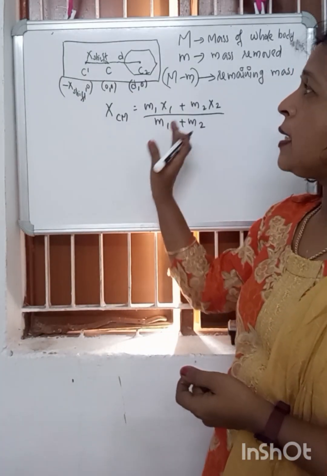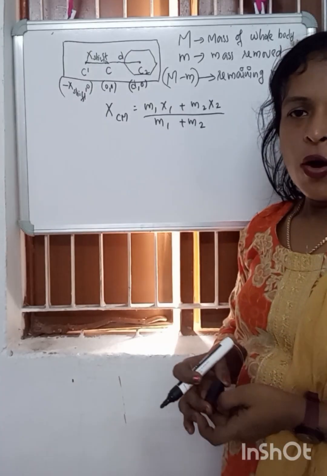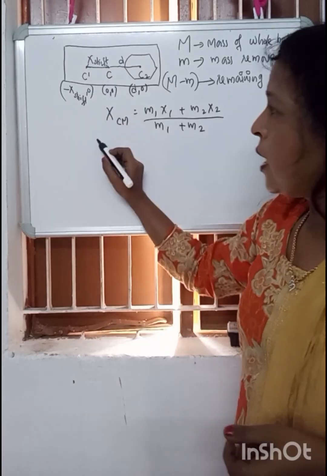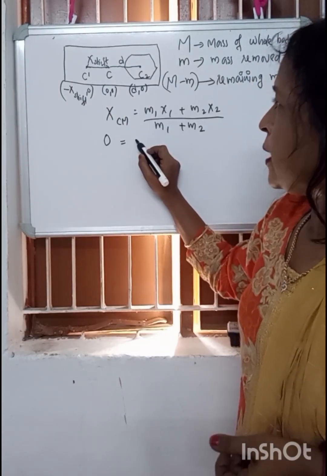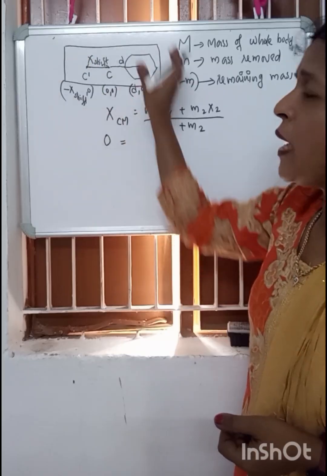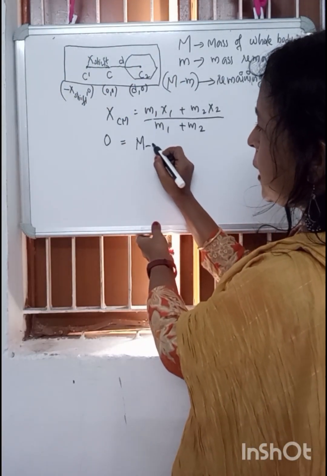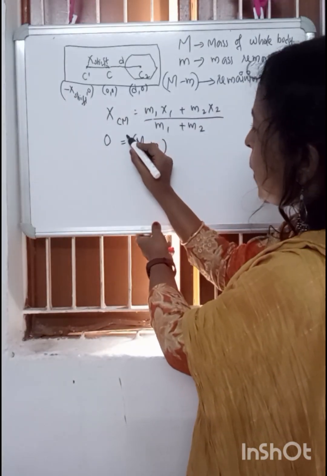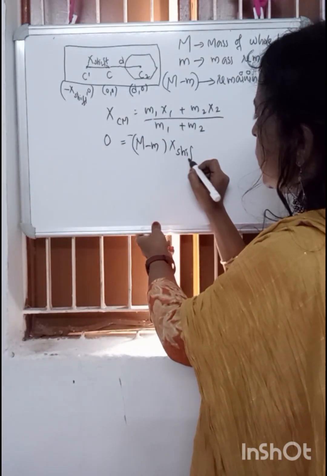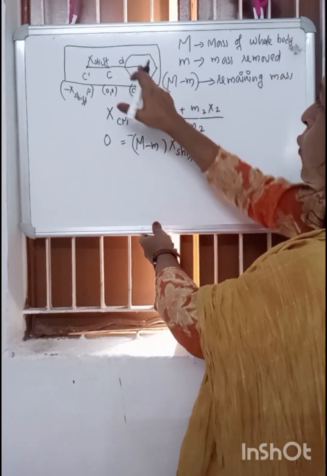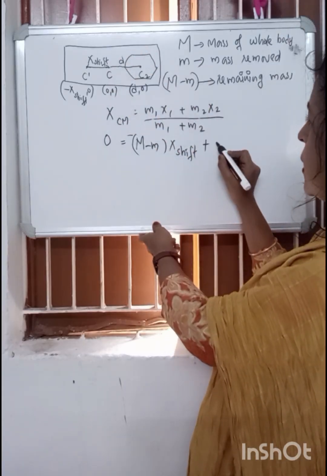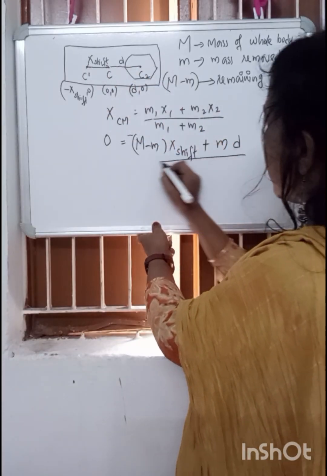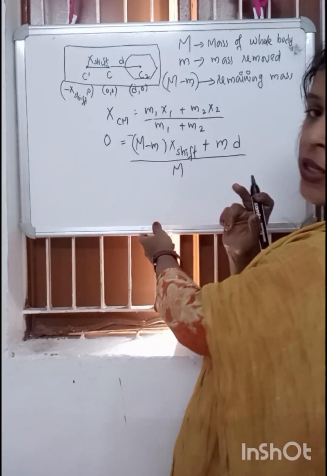In this case, what is the x shift we need to find out? Here xcm is 0 only. So 0 equals m1, where m1 means the remaining mass, which is M minus m. What is x1? x1 is minus x shift. Plus m2, where m2 means the mass removed, that is m. Then what is x2? This much distance D. Divided by the total mass, we know that M is the total mass.